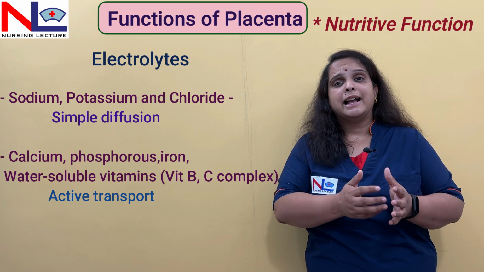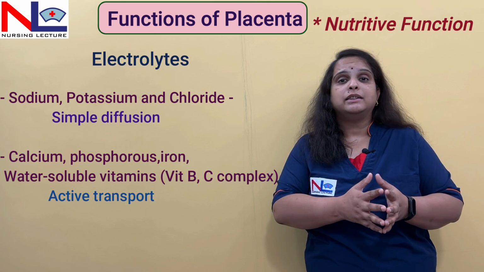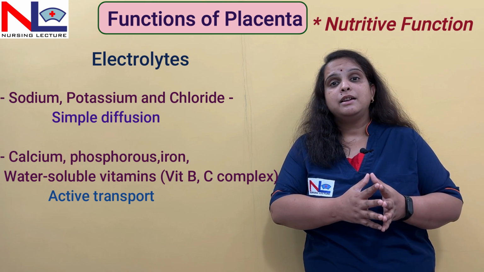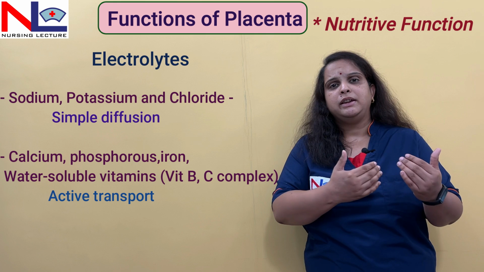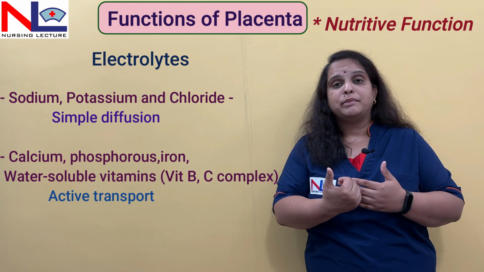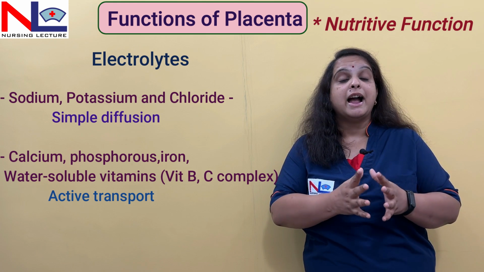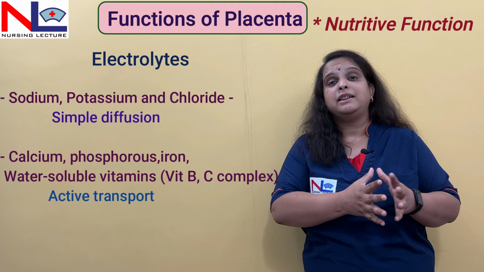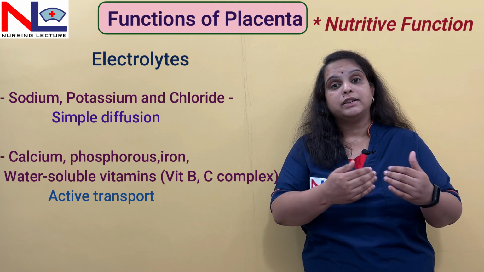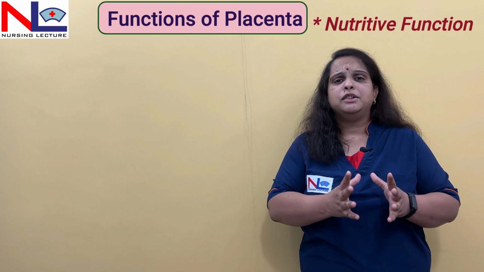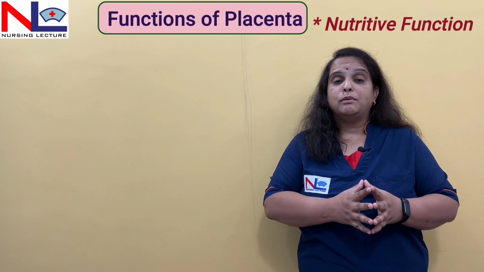And others like calcium, phosphorus, ions and the water soluble vitamins like vitamin B and vitamin C complexes can also be transferred across this membrane, but the process here is active transport, because here they require ATP. They require energy for their transport. So these are the nutritive functions of the placenta.